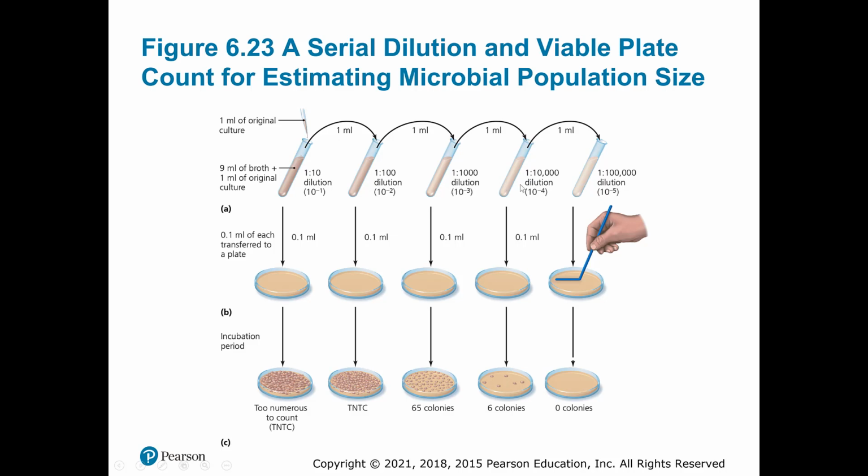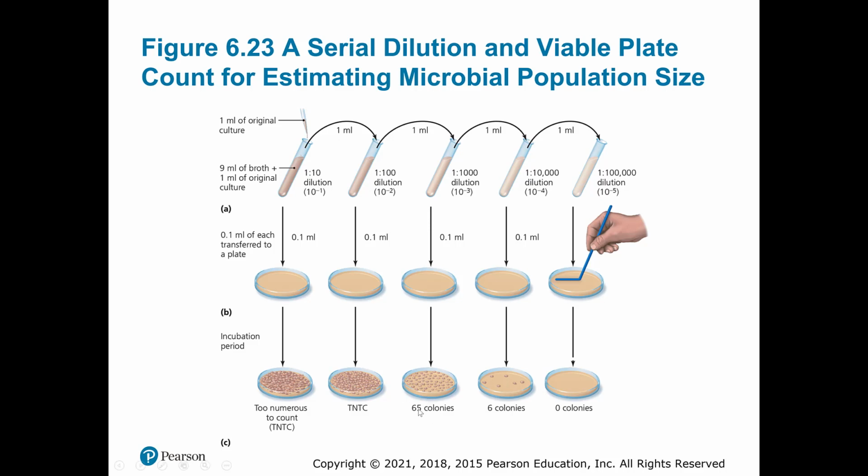But as we get more and more dilute, there are fewer and fewer cells on the plates. And ideally, you want to pick a plate that has a number of colonies that falls in between 30 and 300. If it's more than 300, it's too many to count, and the colonies are going to start squishing together. If it's less than that, it's not really an accurate sample. So in this example, the best plate to choose is the one with 65 colonies. And that dilution was the 1 in 1,000th dilution.